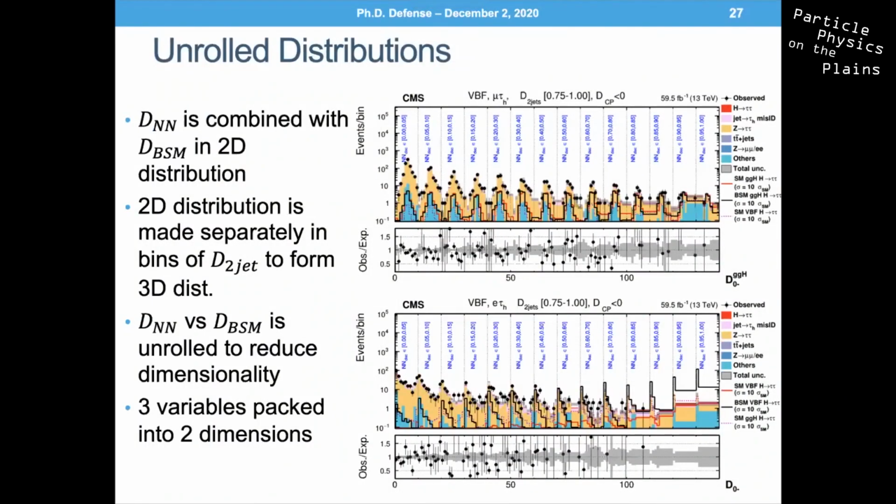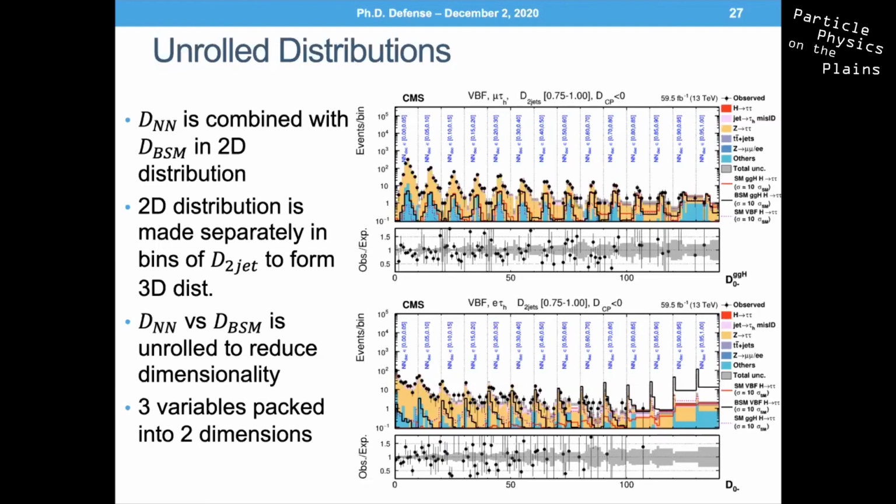So then moving on to the results. The way we do this is we start by making a 2D distribution of the neural network discriminant and the MELA beyond the standard model discriminant. And we do this separately for different bins of the D2 jet discriminant. So, you bin in D2 jet, and then you construct this 2D discriminant in each of those bins. That ends up giving you a 3D discriminant.